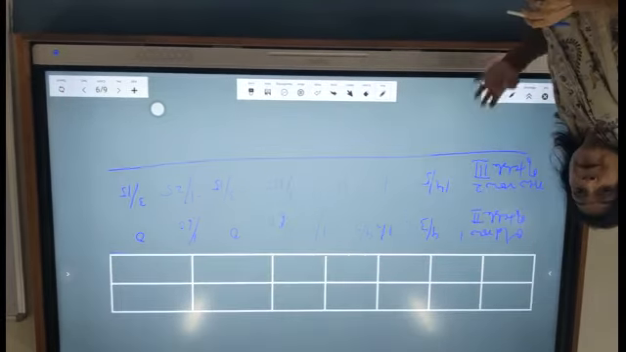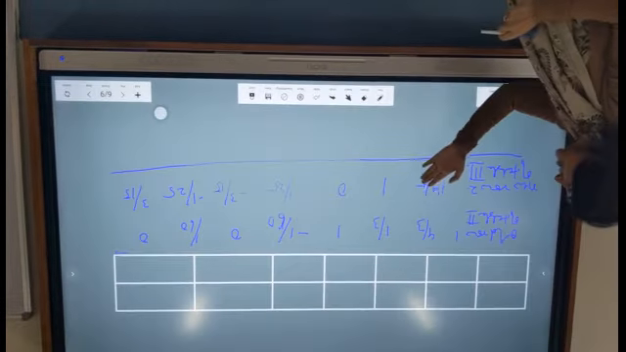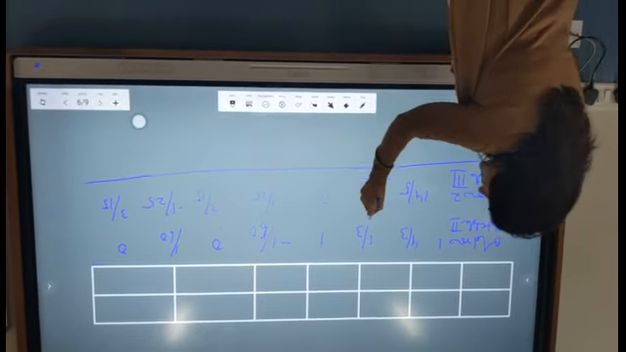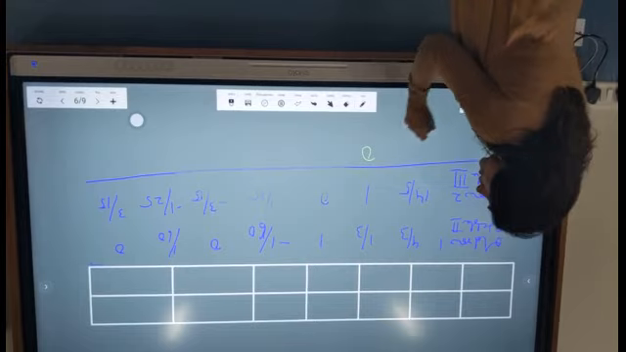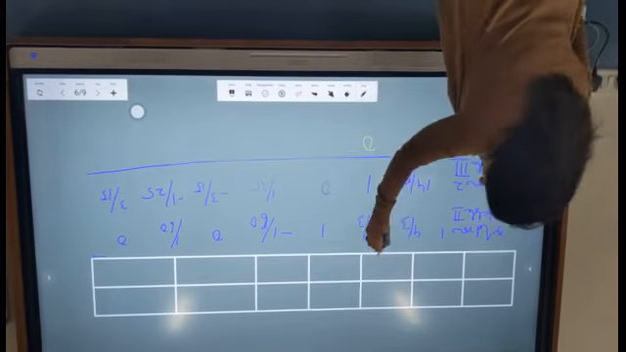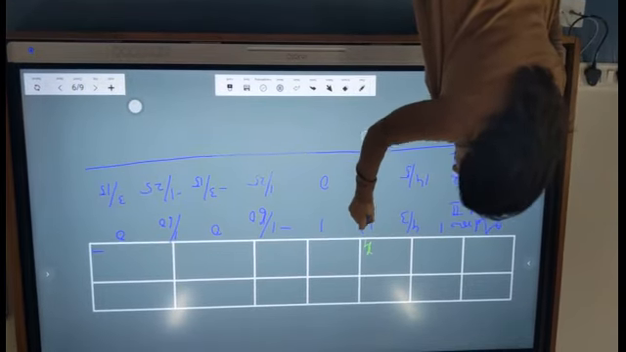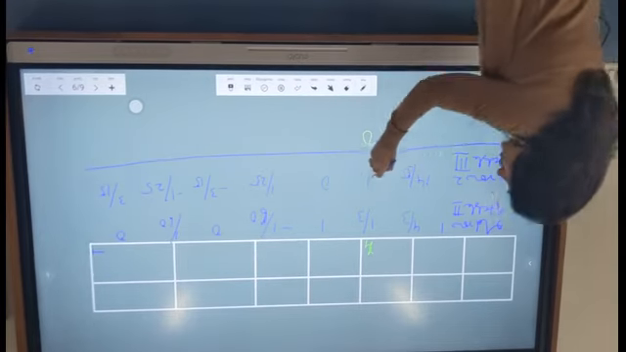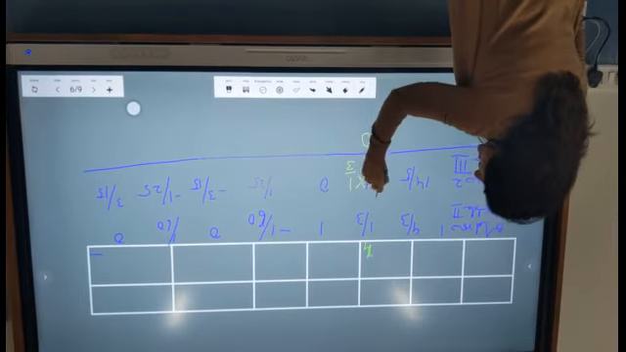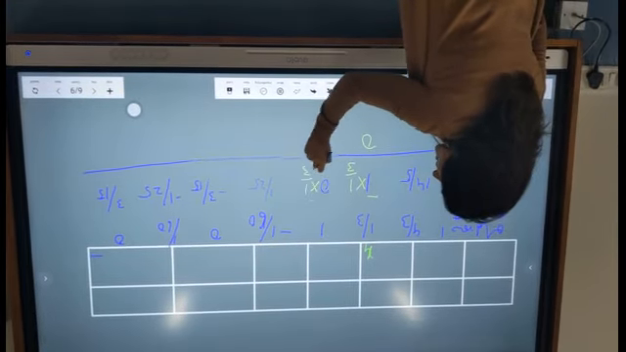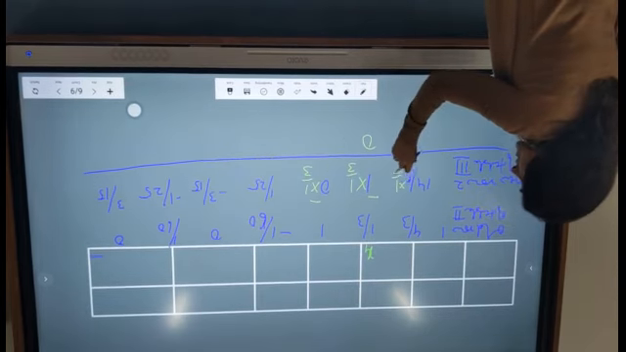Now I need to make my row operations in such a way that I want this to be 0, because this is my x1 here. So I multiply by 1 by 3 and subtract. Do write the subtraction sign.